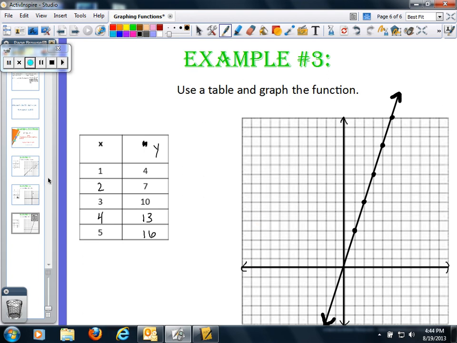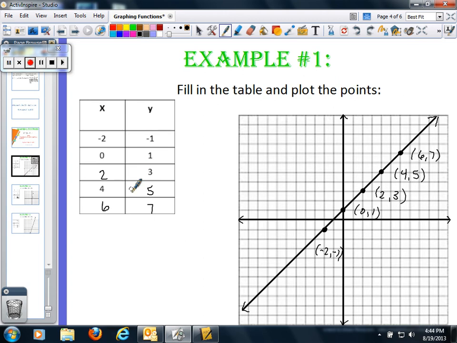All right. Now, tomorrow we're going to get to the point where we're going to take these and actually be writing equations to describe the patterns that you see here.